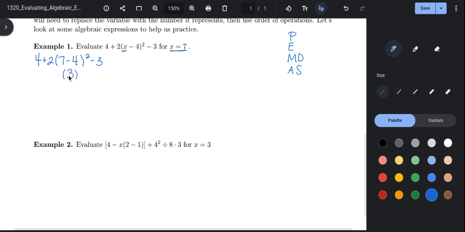And then I'm going to copy everything else that we have. So we've done our parentheses. Next on the list is any exponents, which we also have. So 3 squared we're going to evaluate, which is the same thing as 3 times 3 to get 9. And then again, copy everything.